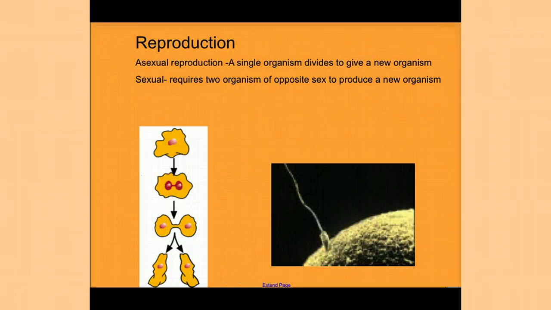Reproduction. Producing more of its kind can be done in 2 ways. Asexually, where the organism reproduces by itself, for example bacteria or amoebas, or sexually, where it involves 2 organisms, for example humans.